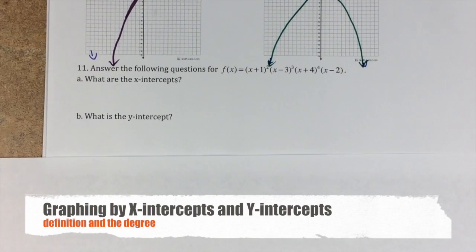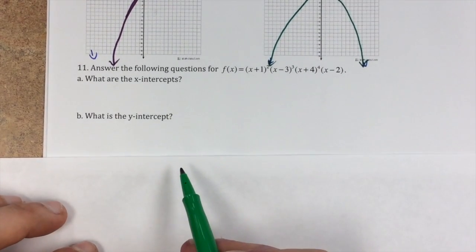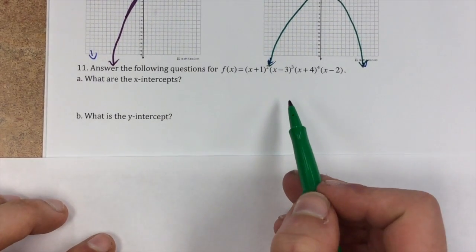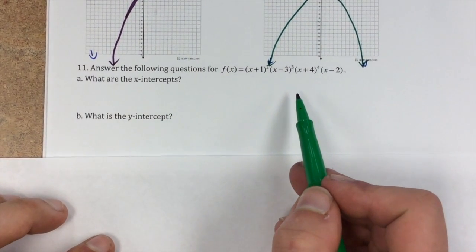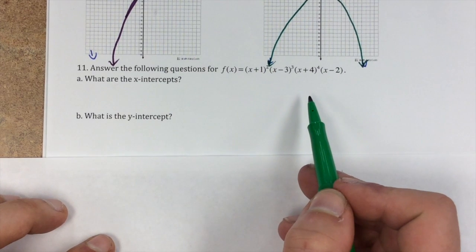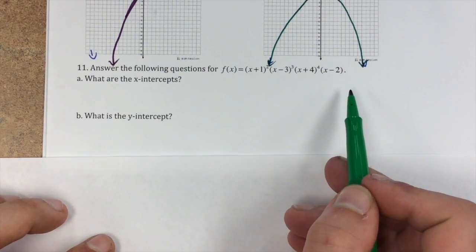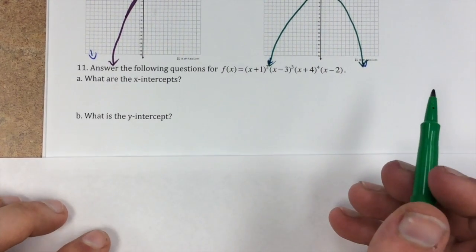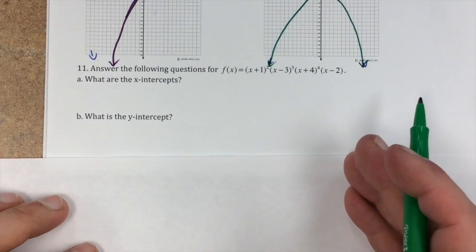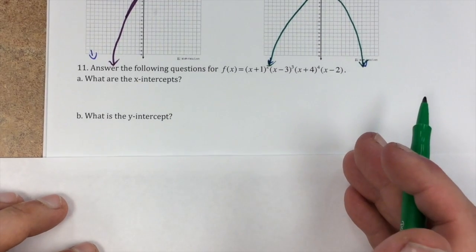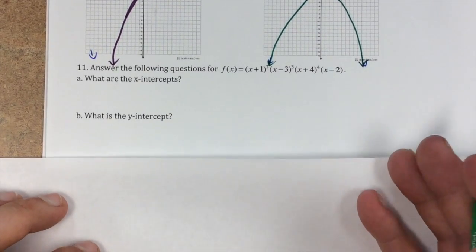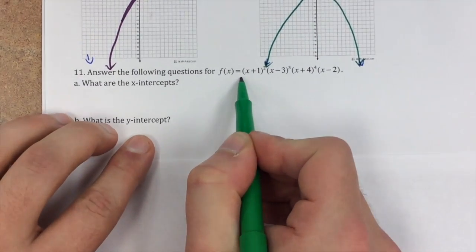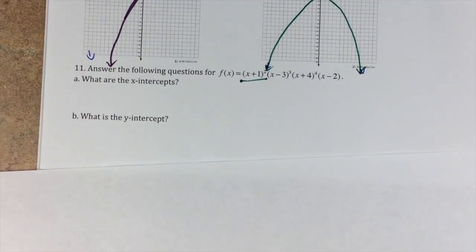All right, next up, we're looking to find the x and y intercepts and a bunch of other information for this function. F of x equals x plus 1 quantity squared times x minus 3 to the third power times x plus 4 to the fourth power times x minus 2. These problems are super nice because it gives you the answer right in the polynomial because it's already factored for you. If it wasn't factored, we would have to do some work. But for right now, it is, so our life's easy. So all we look at is each of these terms and see what makes it 0.